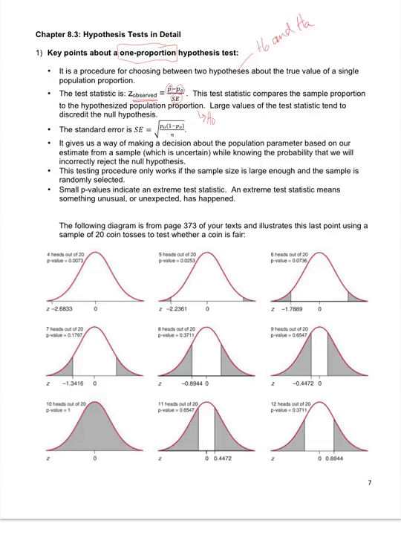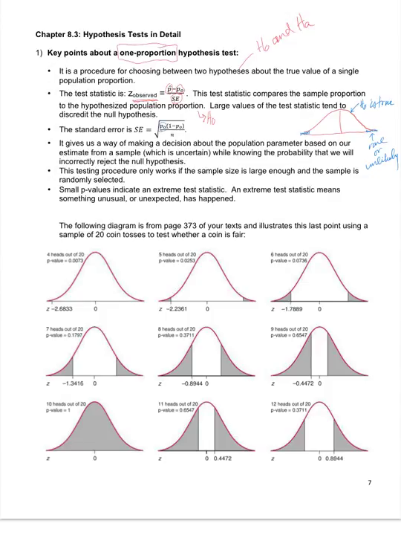So keep in mind that large values of the test statistic tend to discredit the null hypothesis. So if you think of that sampling distribution for all those possible p-hats, this is saying large values of the test statistic are going to be in the tails. They're going to be extreme. Those tend to discredit the null hypothesis because this is what would result if H0 is true. And if H0 is true, these in the tails are rare or unlikely to be seen.